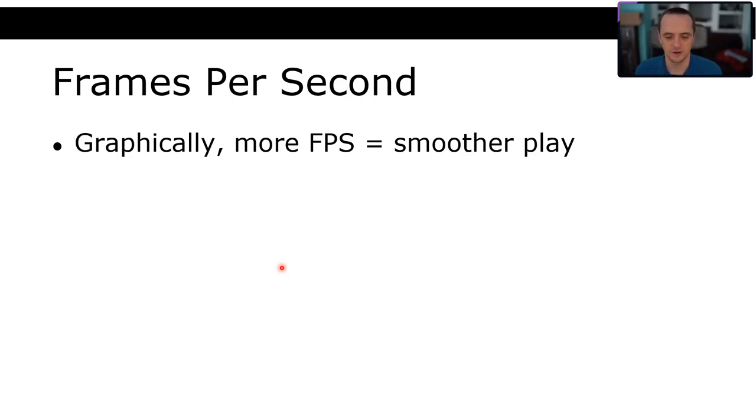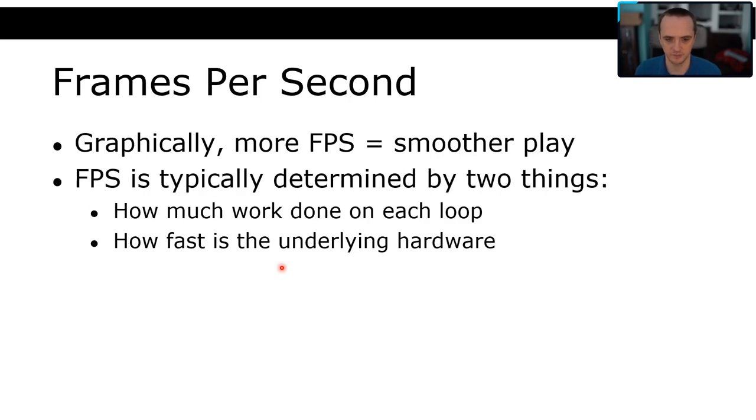Now, we won't get into the argument of how many frames per second the human eye can actually observe, but it's probably up to somewhere like 300, right? So if we could play at 60 frames per second, we would probably want to do that over, say, 30 frames per second.